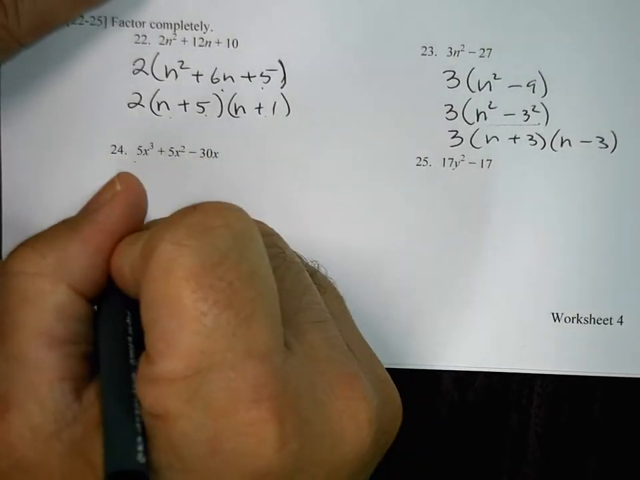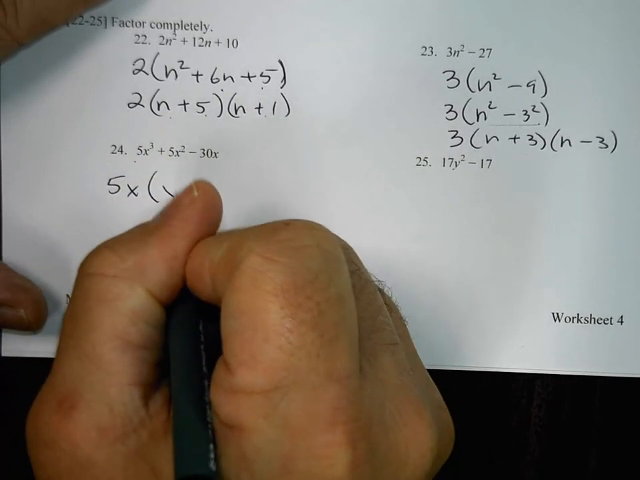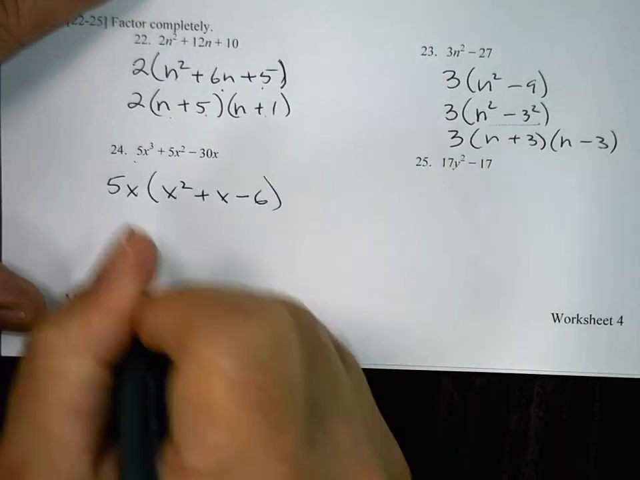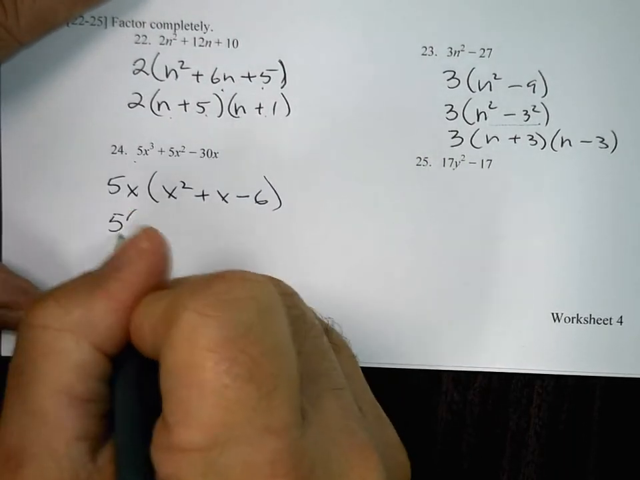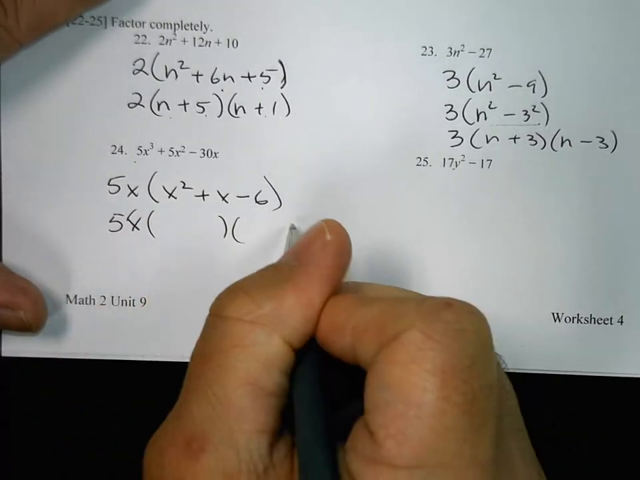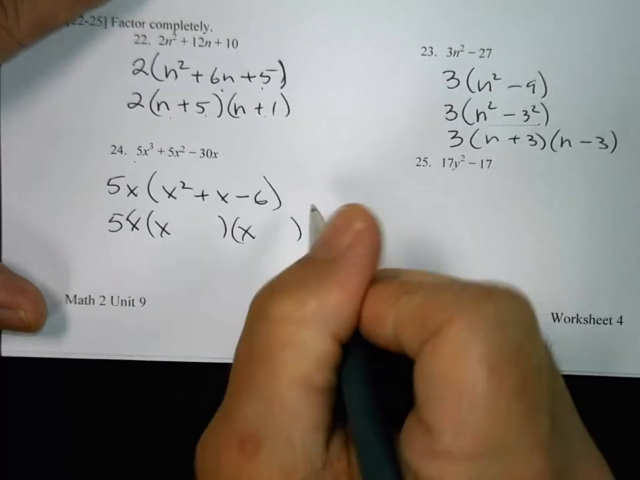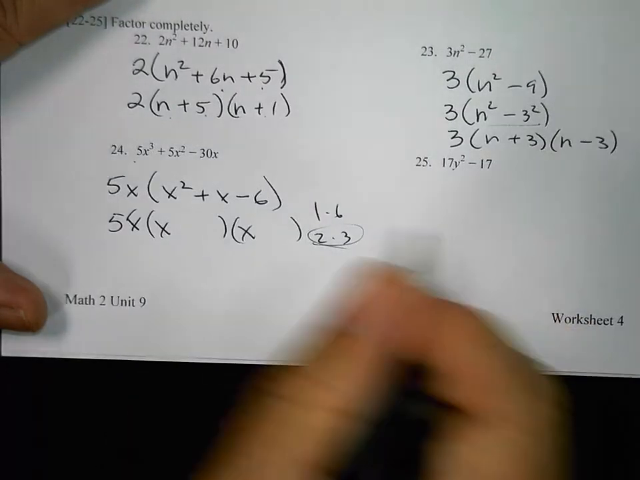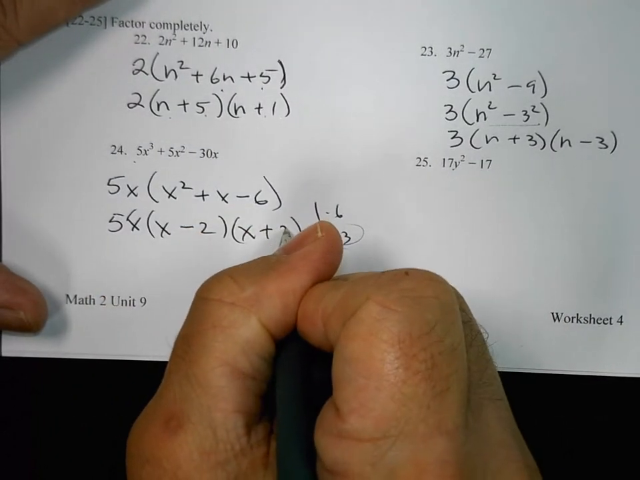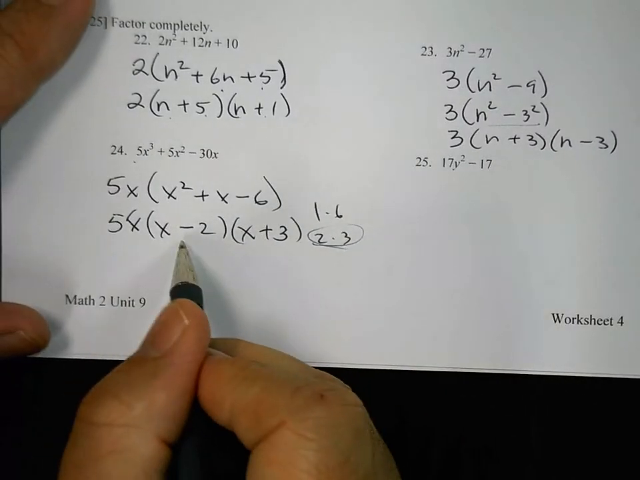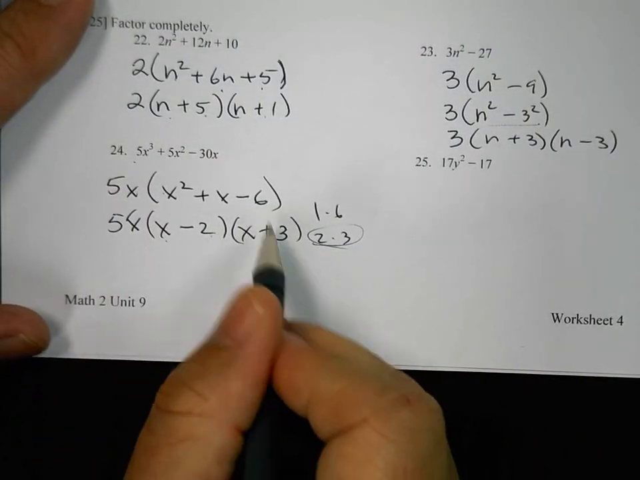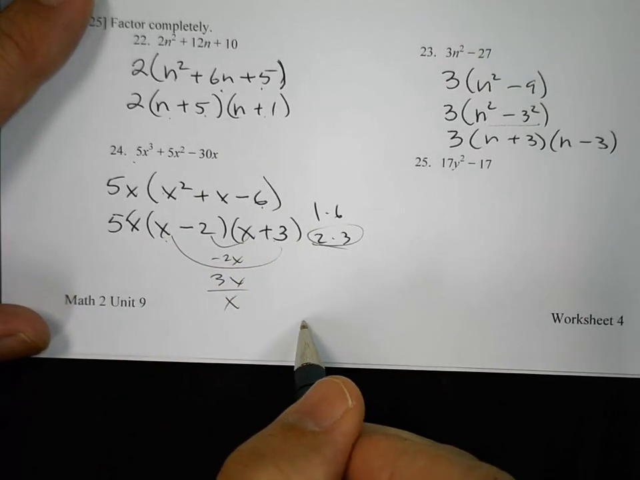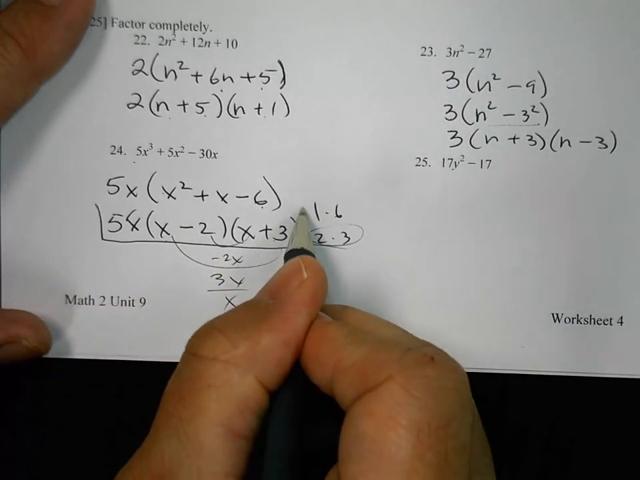We're almost done. I'm going to factor out a 5x, leaving x squared plus x minus 6. Okay, can I factor this guy further? Oops, let's get my 5x in there. And then x times x is x squared. 1 times 6, 2 times 3. 3 minus 2 is 1, so it's minus 2 plus 3. Okay, x times x is x squared. Negative 2 times 3 is negative 6. Negative 2x plus 3x equals x. So there's your answer right there.